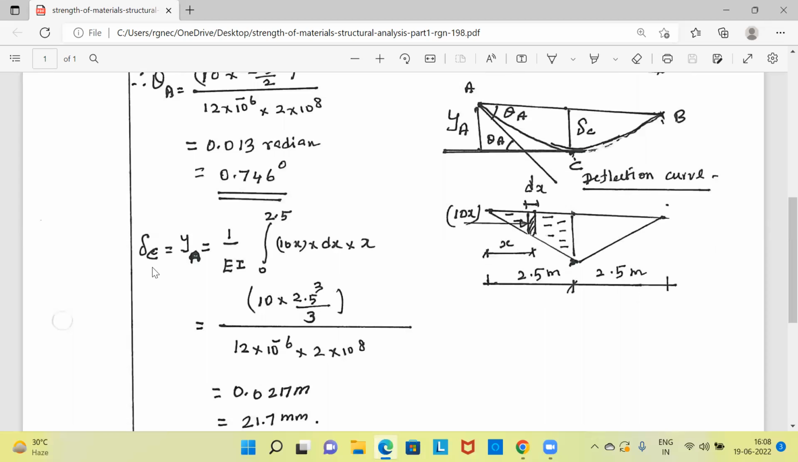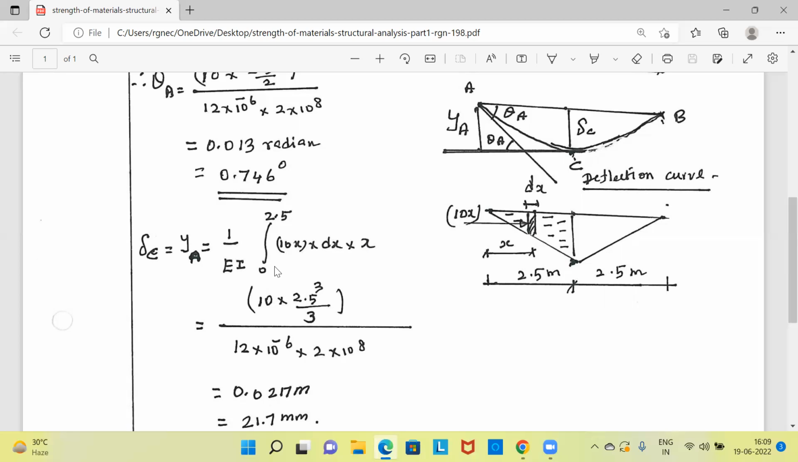So this is what we have written. Delta C happens to be equal to YA, which is the vertical intercept between the two tangents drawn from A and C, and that is equal to 1 by EI times area into distance. Area we have already calculated. Area of the strip is 10x into dx, where dx is the width of the strip. This strip is located at a distance of x from A, so multiplied by distance x. So this is the moment of the area of the bending moment diagram between A and C.